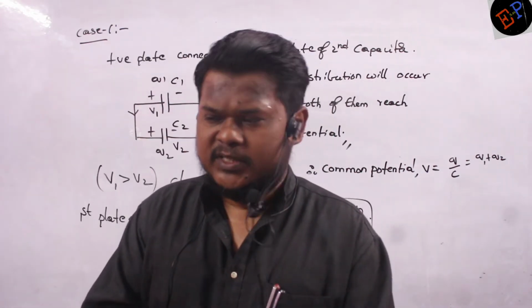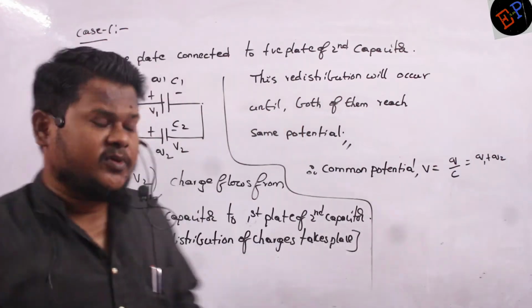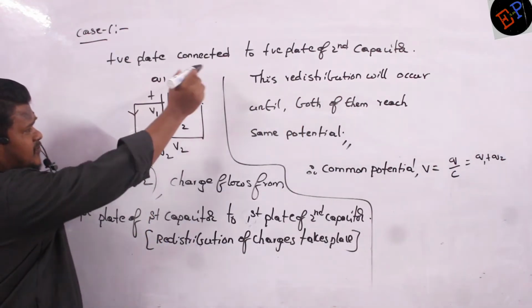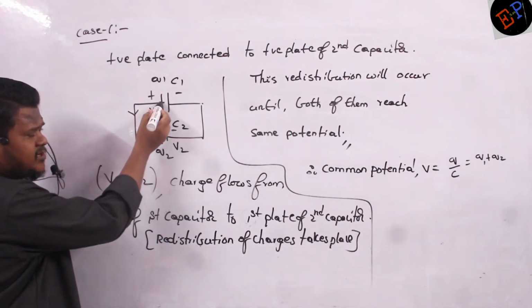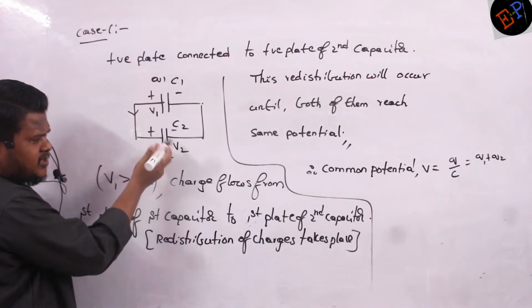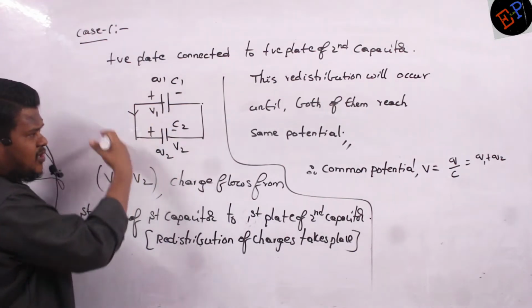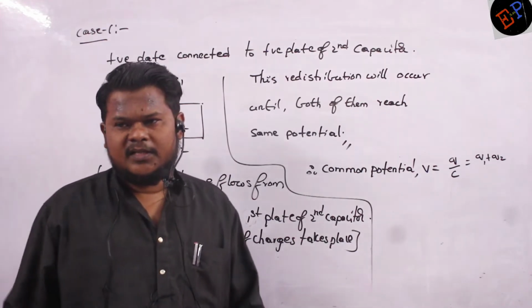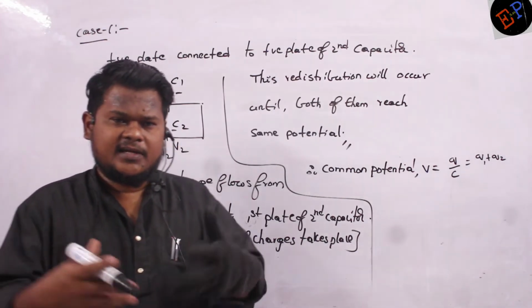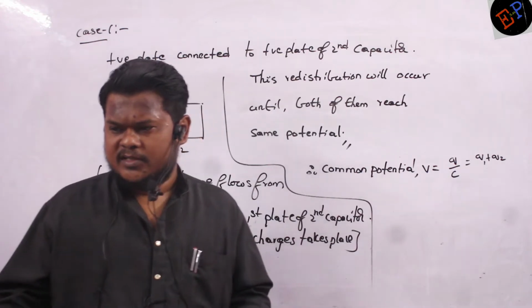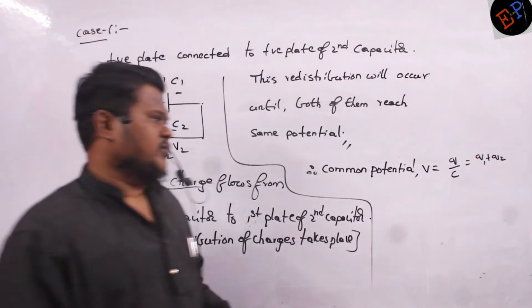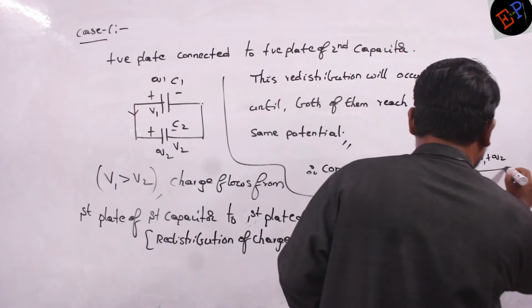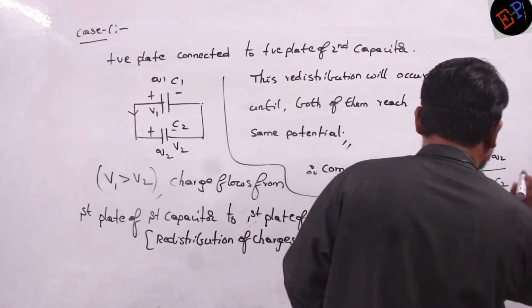Are you able to understand? Charges have redistributed. It means that if the charge on the first plate has reduced, the charge on this plate will increase, no? But whatever it may be, the total charge is Q1 plus Q2 only. Charges redistribute, but they do not cancel. So the total charge remains Q1 plus Q2, divided by the total capacitance, C1 plus C2.